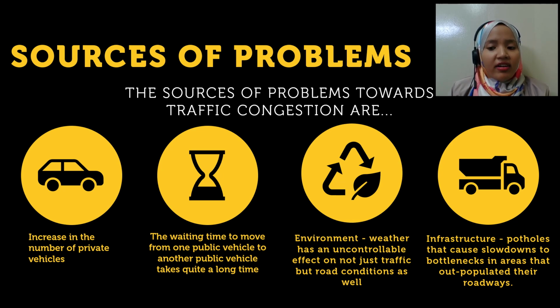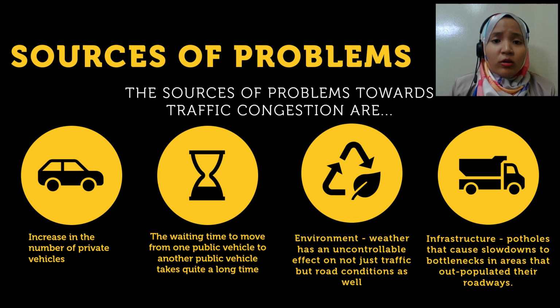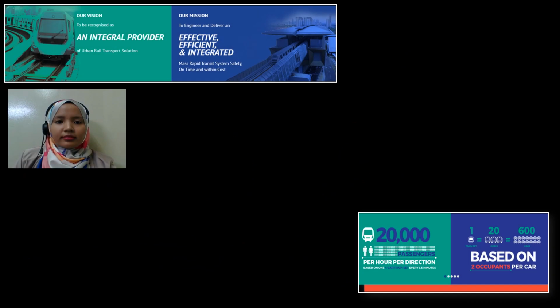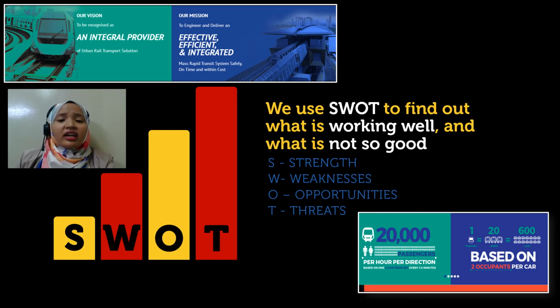And then the environment. Talking about the environment, weather has an uncontrollable effect on not just traffic but road conditions as well, for example during raining, during flood, or even accidents. And the last one is infrastructure, where the potholes, for example, cause slowdown and bottlenecks in the areas that are populated with roadways. Okay, and the last one is we use SWOT analysis to find out what is working well and what is not so good.